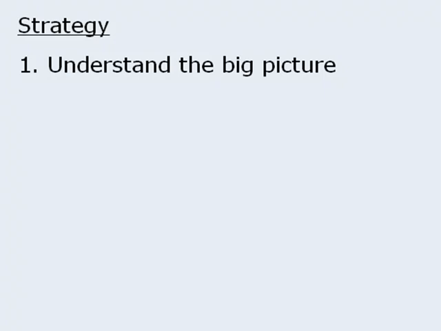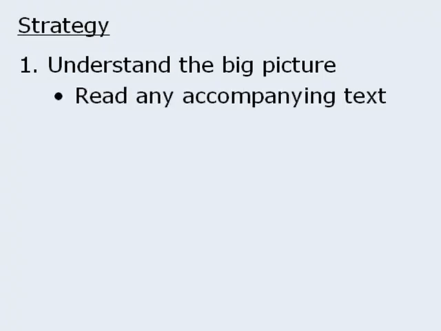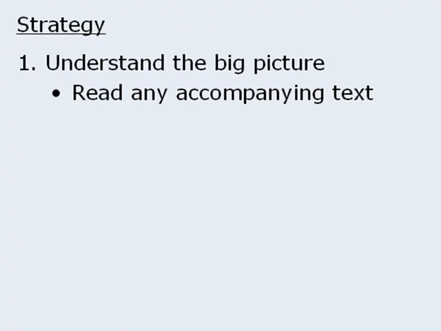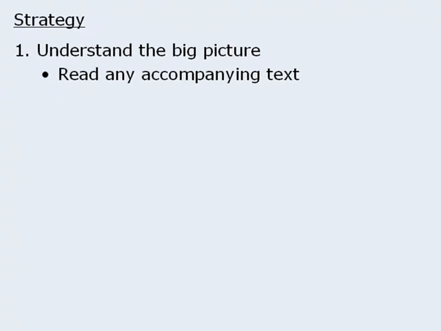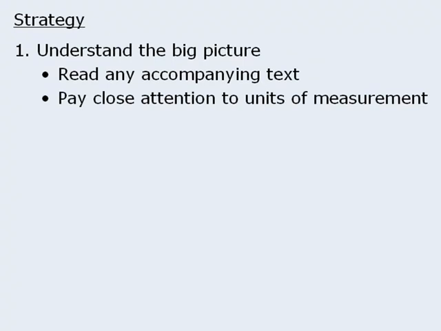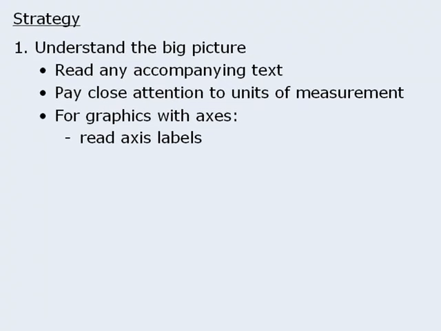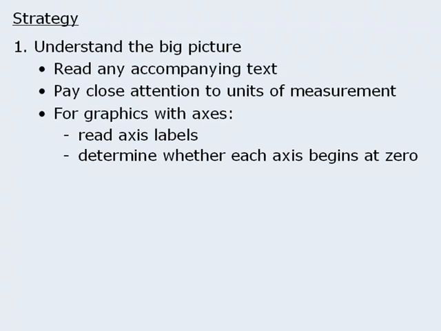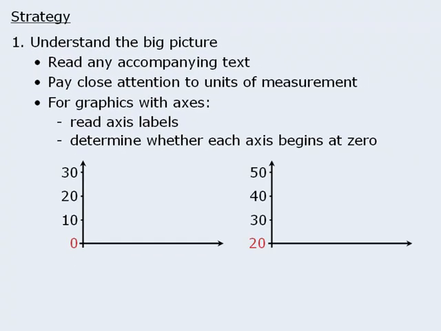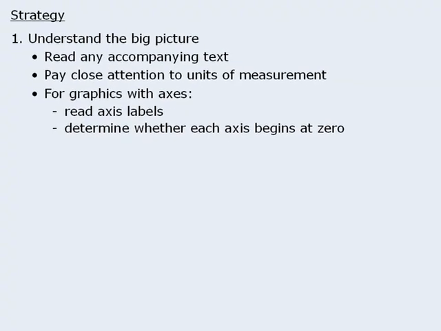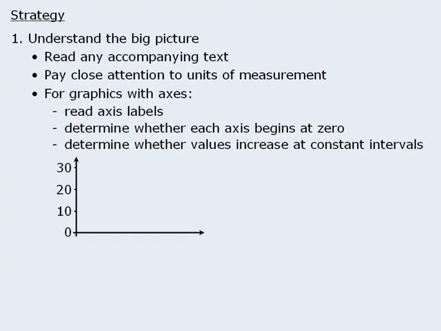Now, while examining the data, there are some specific things to watch out for. First, be sure to read any text that may accompany the data. In some cases, this text explains crucial aspects of the given information. You should also pay close attention to the units of measurement used. For graphics that have axes, carefully read the axis labels and determine whether each axis begins at zero or some other number. On a similar note, determine whether the values increase at constant intervals or in some other manner.